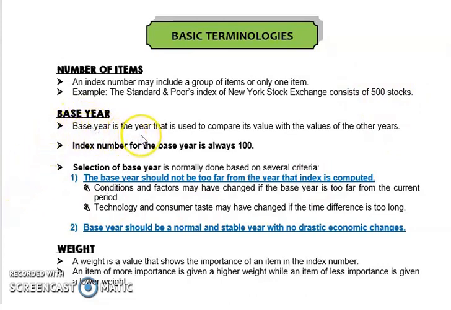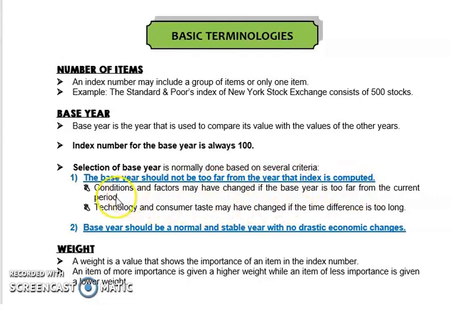Next, base year. The base year is the year that is used to compare its value with the values of other years. So remember, the index number for the base year is always 100. Later on, I will explain why the index number for the base year is always 100. Okay, look at selection of base year. One of the factors in the selection of base year, the first one, is that the base year should not be too far from the year that the index is computed.